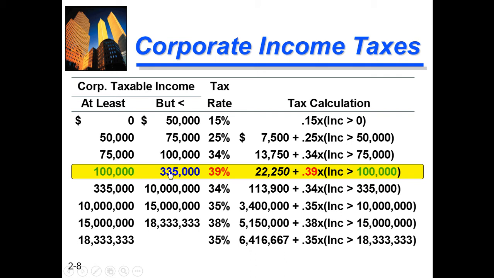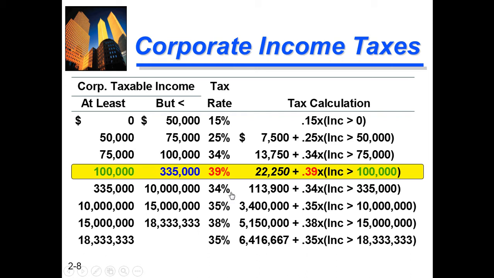If our income increases from 1 lakh till 3 lakh 35,000, then we will pay 39%. So in 1 lakh we pay 22,250. On the marginal 2 lakh 35,000 we pay 0.39, or 39%. So it becomes 1,13,900.